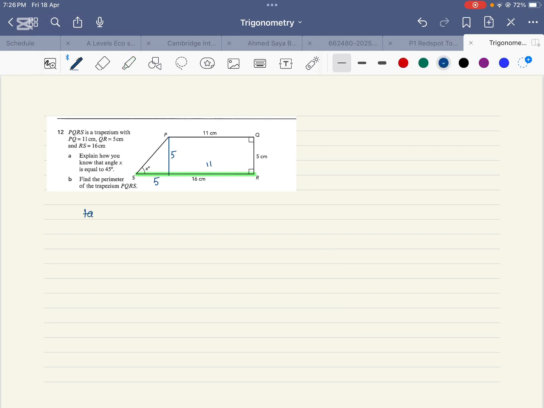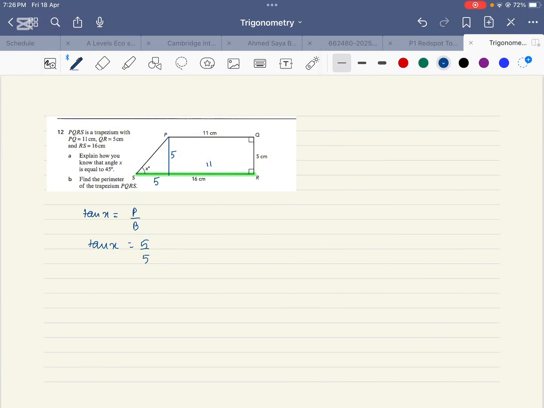Now tan X is equal to P upon B. Tan X is equal to 5 upon 5, which is equal to 1. So tan inverse 1 is equal to 45. That is how we know that X is 45.